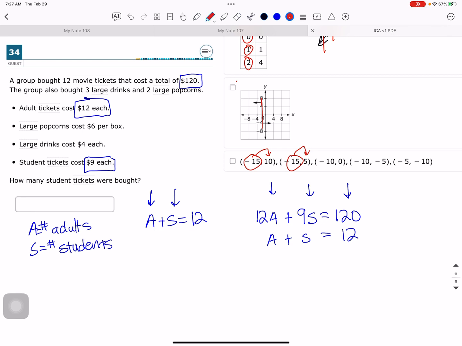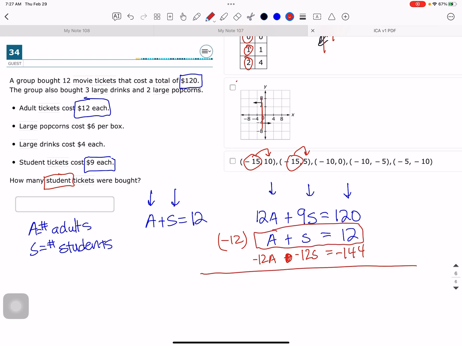All right, I want to know what the students are, so I'm going to get rid of the adults. Let's see, I'm going to multiply everything by negative 12. Negative 12A minus 12S equals negative 144. So I took this whole row and multiplied it by negative 12. Why did I do that? So that when we combine the rows, 12 versus negative 12, the A's are gone.